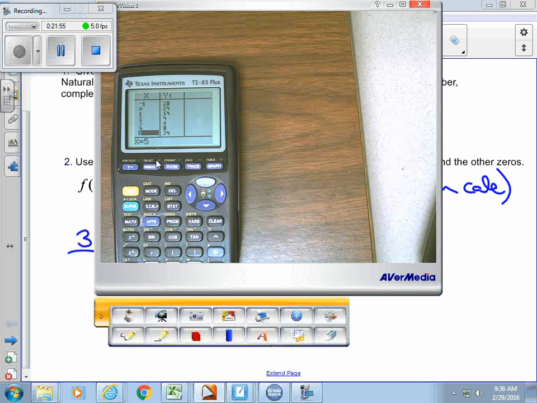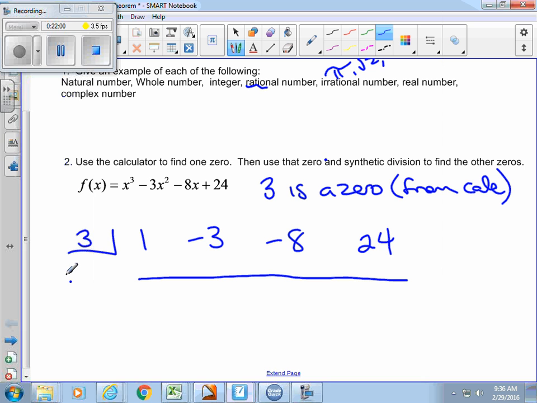Was that your question, or is it why am I not changing the sign? Okay, if 3 is a 0, what's the factor that I'm dividing out? What am I actually dividing by if 3 is a 0? x minus 3. And so then I do change the sign. Good question. So if 3 is a 0, remember x minus 3 is the factor, and in synthetic division, I change the sign from the factor. Sorry, I answered the wrong question.